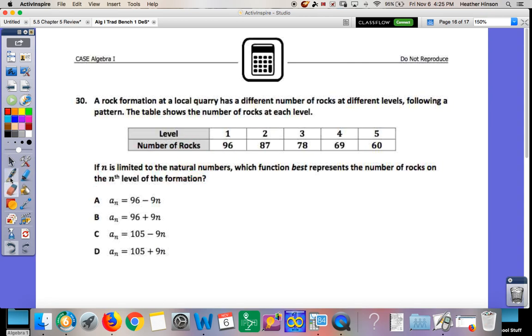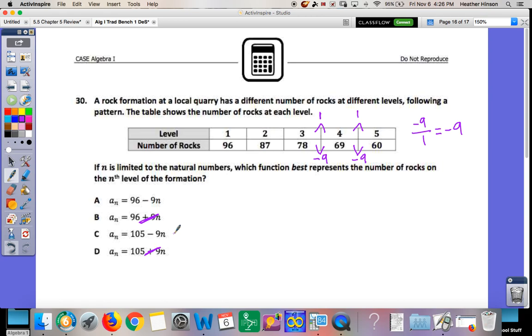So we need to find the slope. How do we find the slope on the table? We subtract up. 60 minus 69 is negative 9. Double check it. 69 minus 78 is negative 9. And on top, 5 minus 4 is 1. 4 minus 3 is 1. Which one goes on top? Your y. Your negative 9 over 1, which simplifies to negative 9. So we know our slope is negative 9, so that takes out B and D.